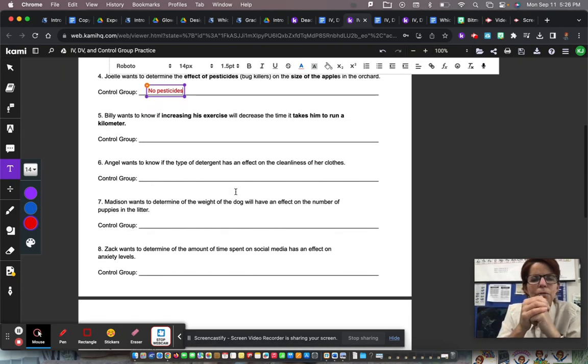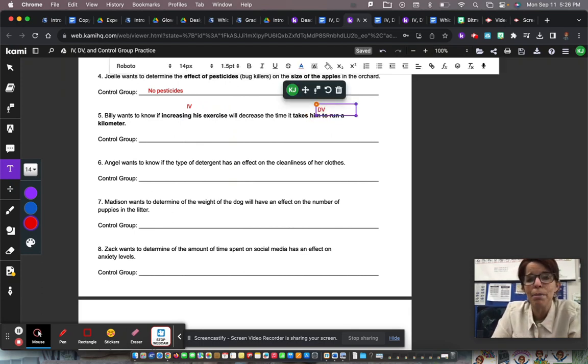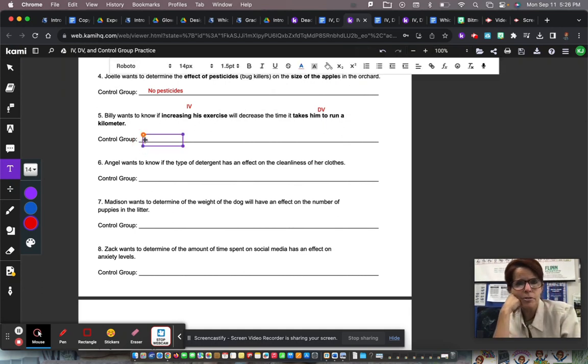All right, Billy wants to know if increasing his exercise will decrease the time it takes him to run a kilometer. So what he's going to be changing each time is his exercise. So he's going to be increasing his exercise. That's the independent variable. And then what he's going to measure is the amount of time it takes him to run a kilometer. That's his dependent variable. He's hoping more exercise will mean a faster time. So what's the control group there? He's talking about increasing his exercise. So you could say the control group is no exercise.